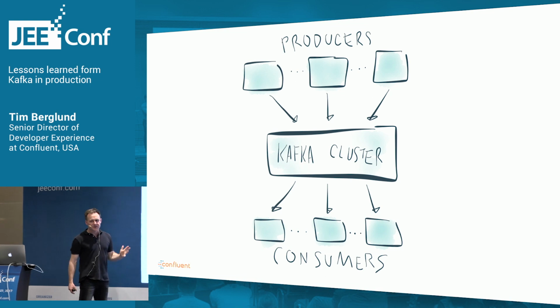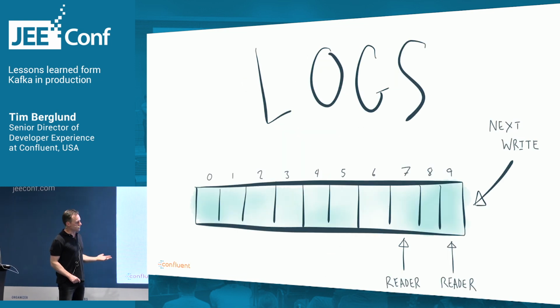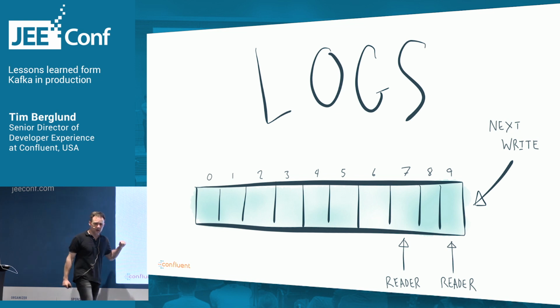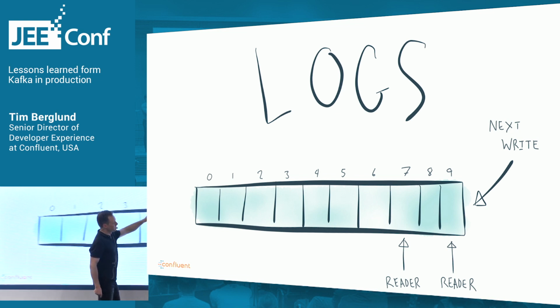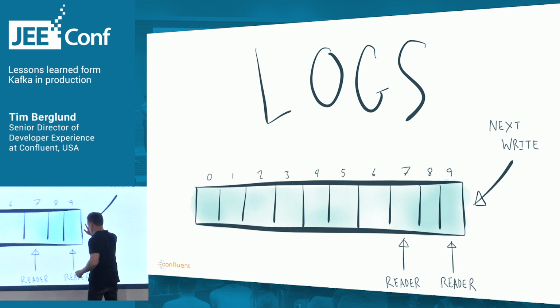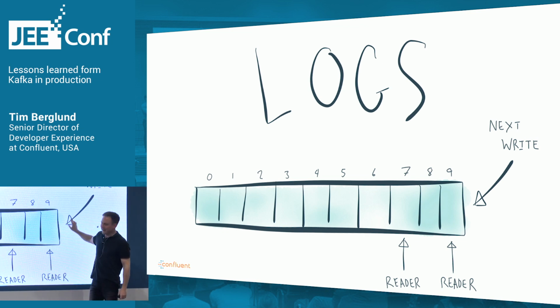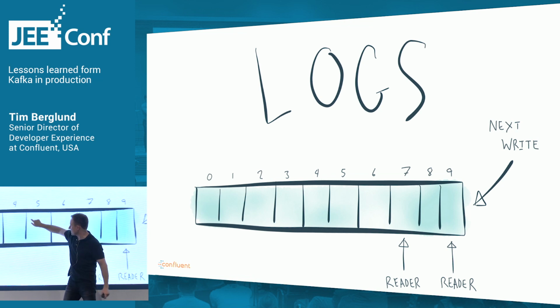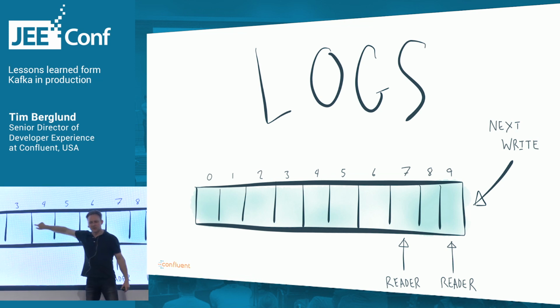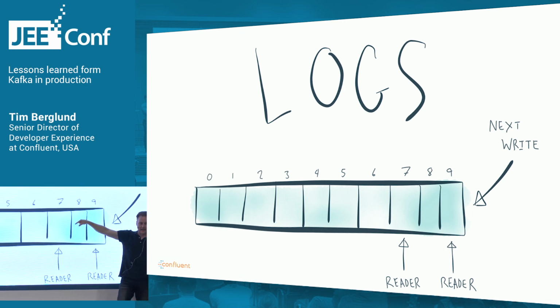What's the fundamental data model of Kafka? Well, it's a message queue, so it should not come as a surprise that it is a log. When I put a message on, my next write will go on the end, and I am not able to change these things here. Once I put something in, I can't modify it.